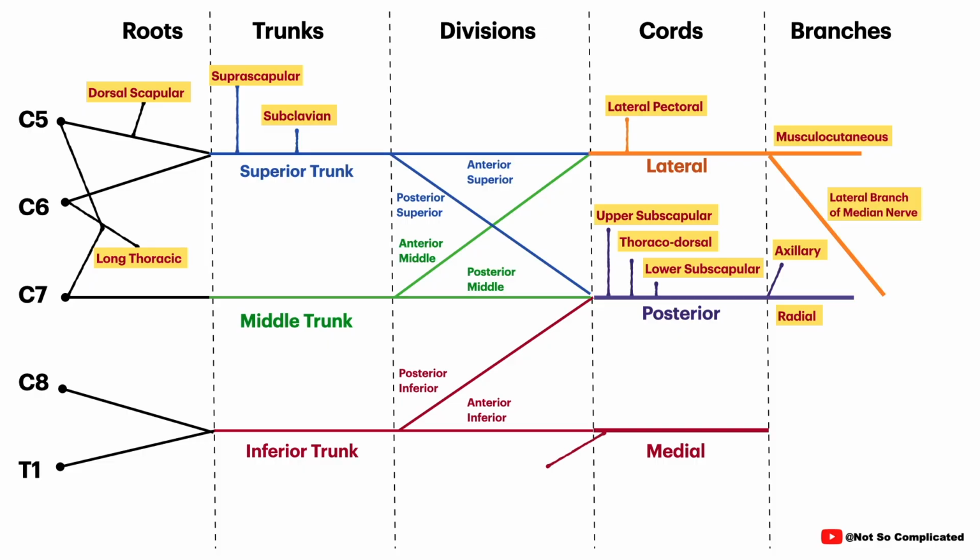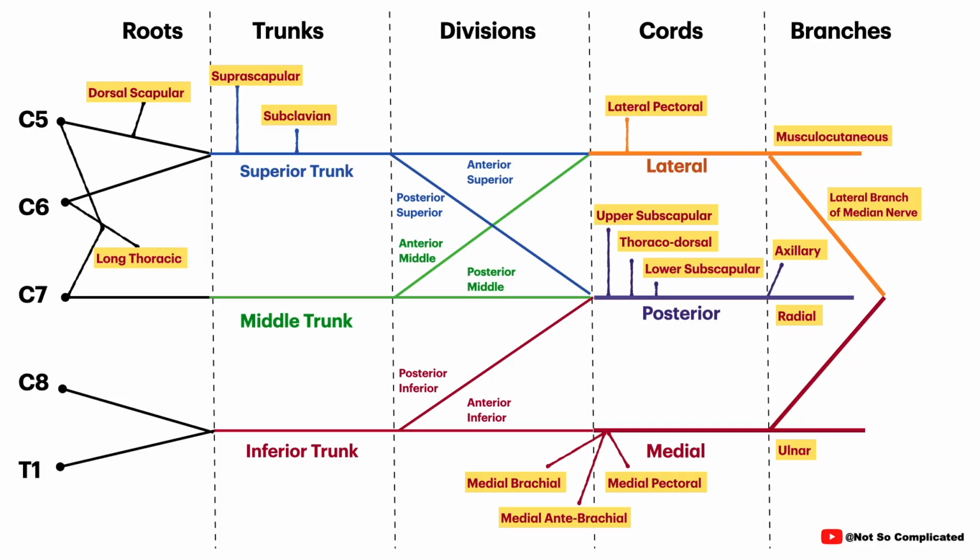And then there are different branches of the medial cord. There is also a mnemonic for that, that is 4M and U. There are 4M, alright? The first one is medial brachial, then medial antebrachial, and then medial pectoral. The other branch is the ulnar nerve, and the other branch is the medial branch of the median nerve.